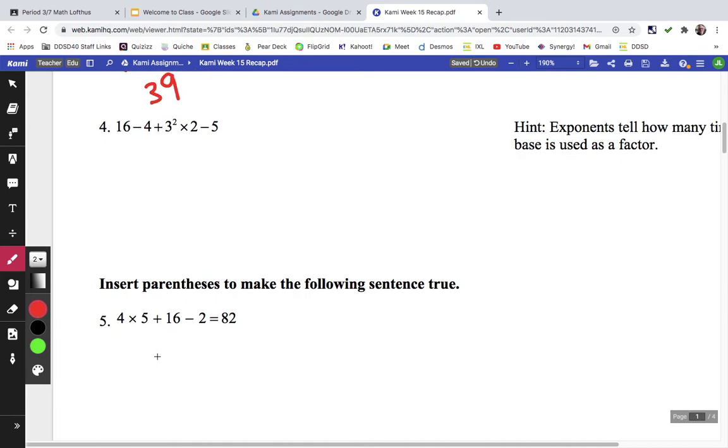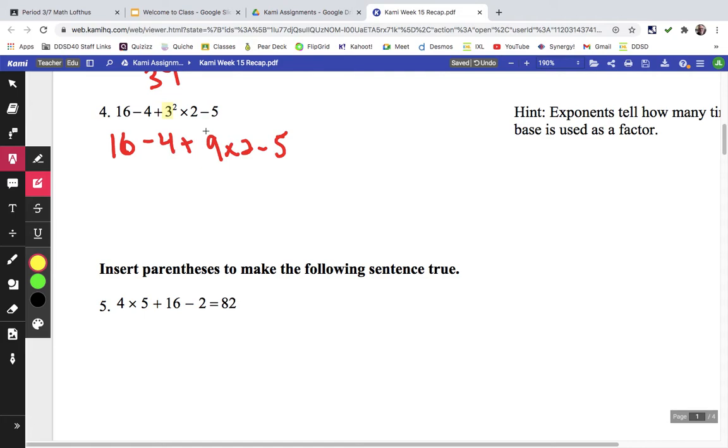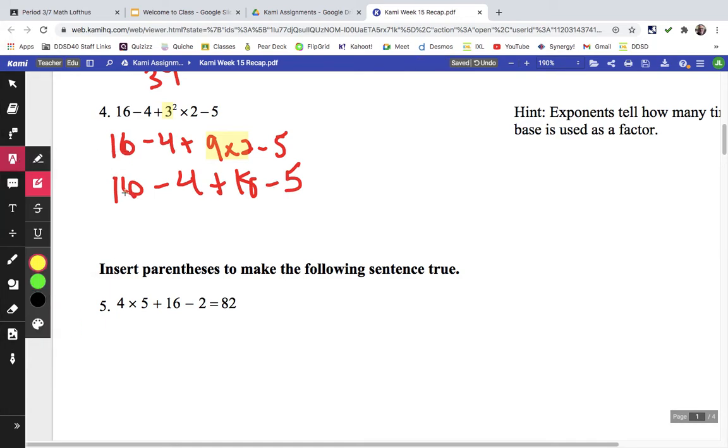And now we are going to add in here exponents. So there's no parentheses, but there are exponents. So we're going to do this first. And so we're going to do 16 minus 4 plus 9 times 2 minus 5. The next step is looking for multiplication and division. Multiplication and division is right there. So 16 minus 4 plus 18 minus 5. Our next step is addition, subtraction, left to right. So we're going to do 16 minus 4, which is 12, plus 18.